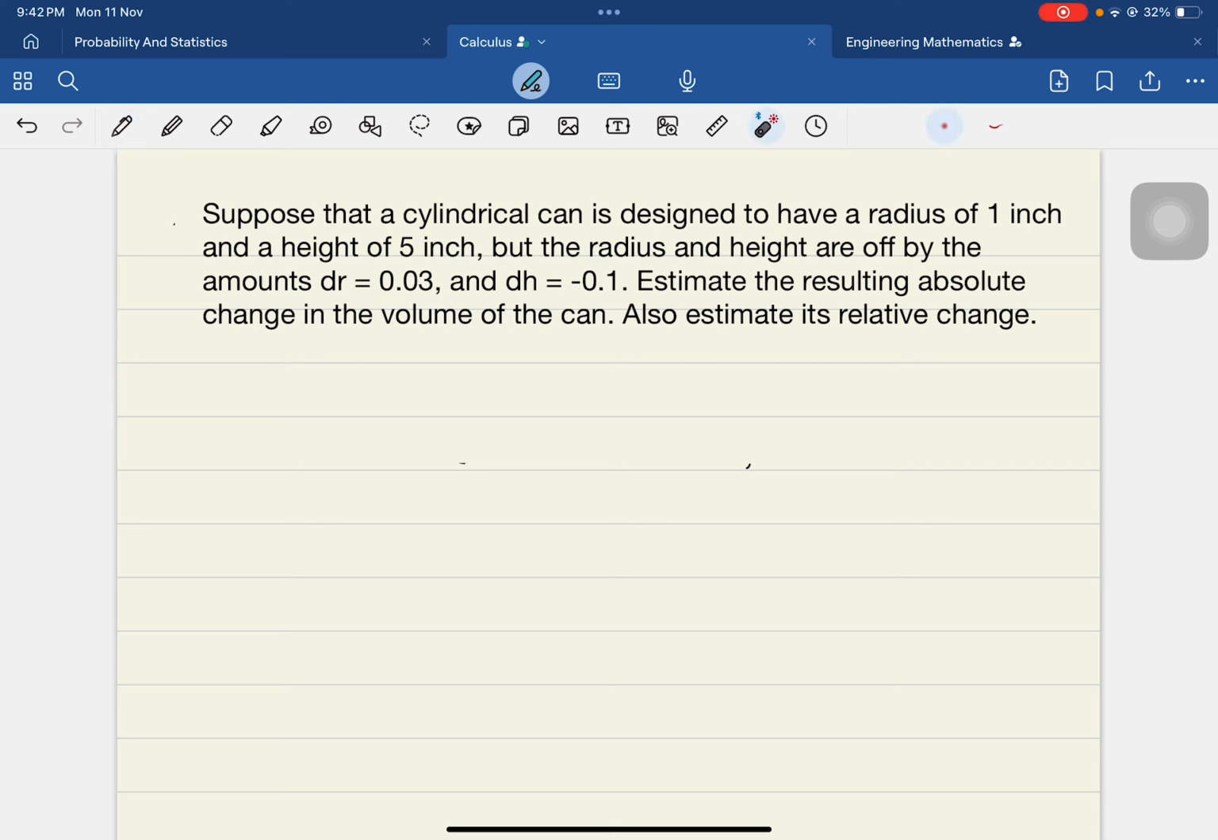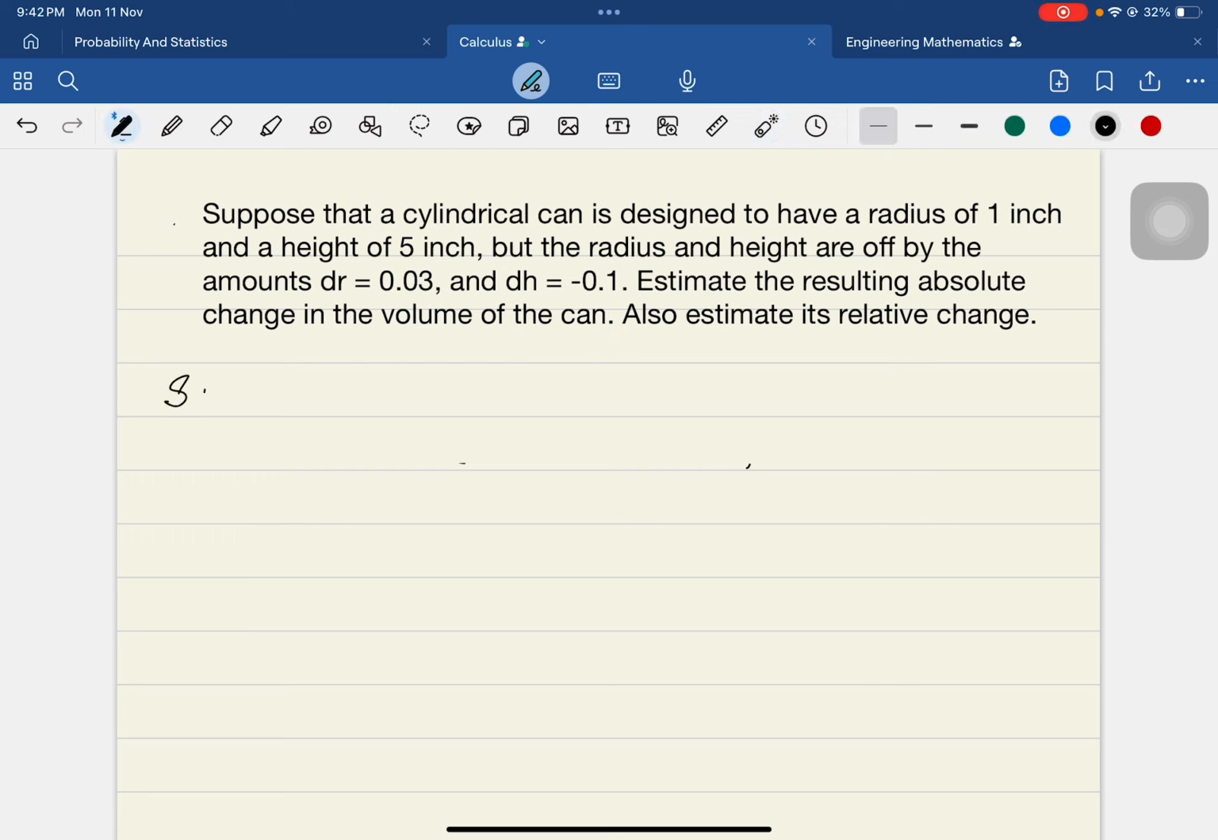Let us have a read now. Suppose that a cylindrical can is designed to have a radius of 1 inch and a height of 5 inches. But the radius and height are off by the amounts dr is 0.03 and dh is minus 0.1. So estimate the resulting absolute change in the volume of the can. Also estimate its relative change.